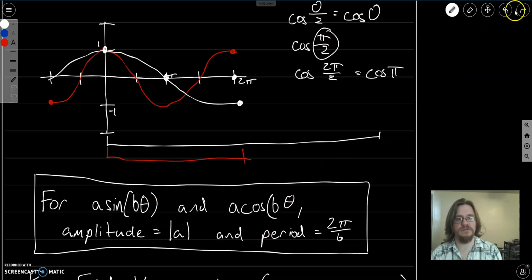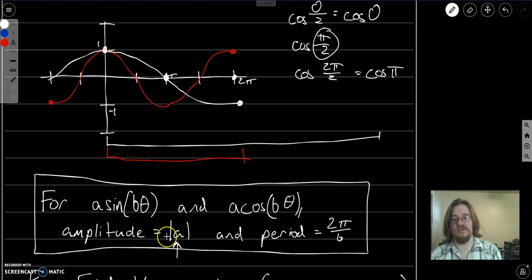We have a formula for what happens to the amplitude and the period of the function. So here, the amplitude is just going to be the absolute value of a. So for instance, if I put a 2 out here, if I looked at 2 sine theta, our amplitude is going to double up to 2. If I put a 1/2 up here, 1/2 times sine theta, our amplitude is going to shrink by a half.